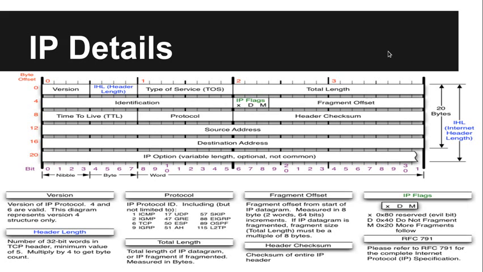Then the fragmentation offset. This defines whether the packet should be fragmented or not. Here are the IP flags. Here it says 0x40 do not fragment and 0x20 more fragments. So these are the IP flags. Okay, so I think we have covered TCP/IP in detail.